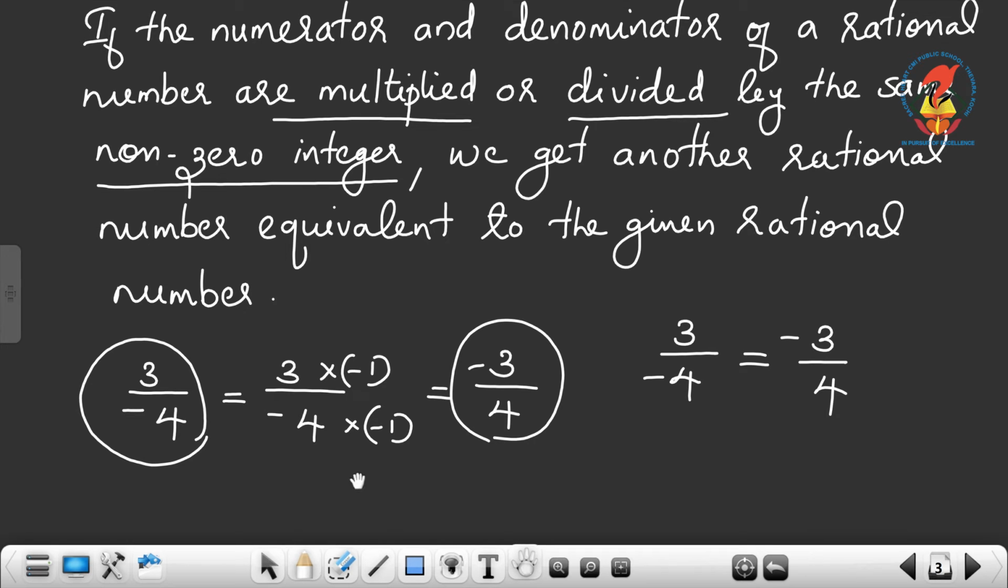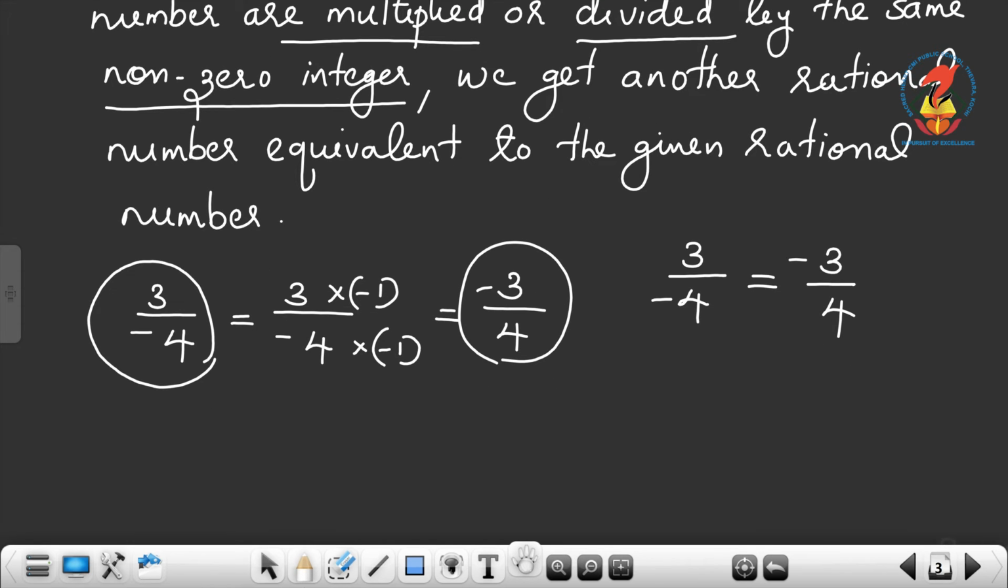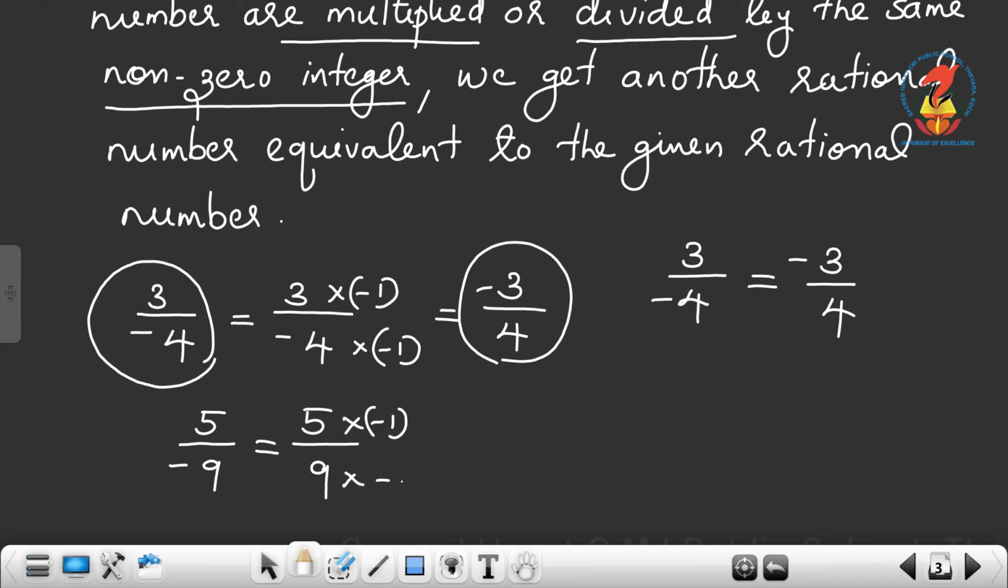Then another example. 5 by negative 9, multiply both numerator and denominator by negative 1. So we can say that 5 by negative 9 into negative 1 by negative 1 gives negative 5 by 9. So 5 by negative 9 is the same as, or equivalent to, negative 5 by 9.